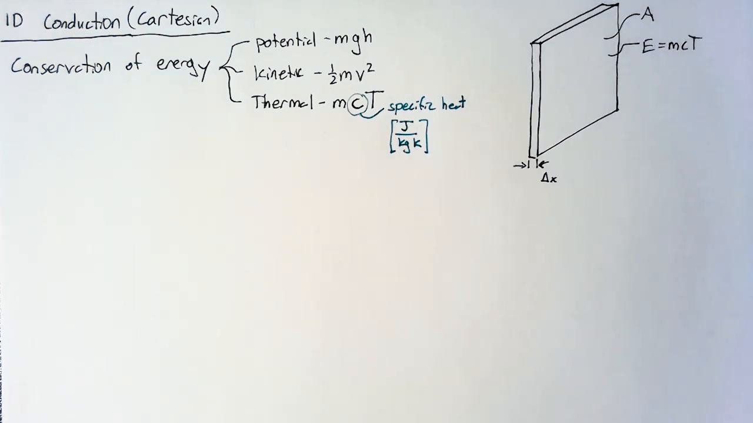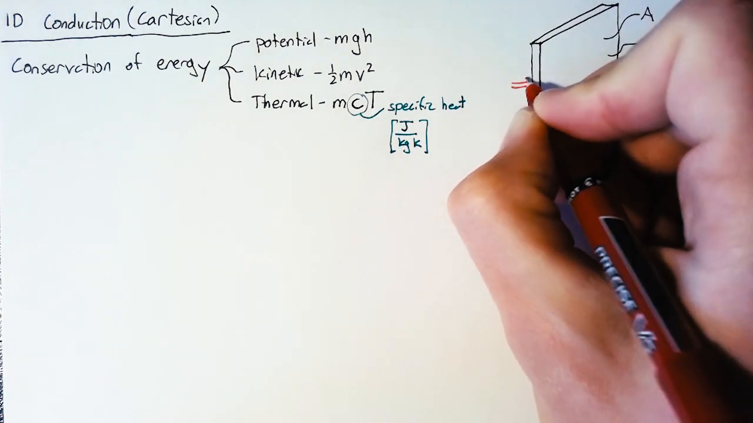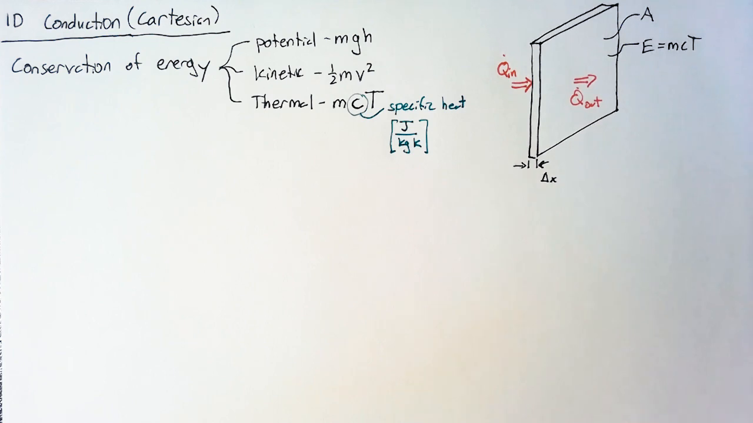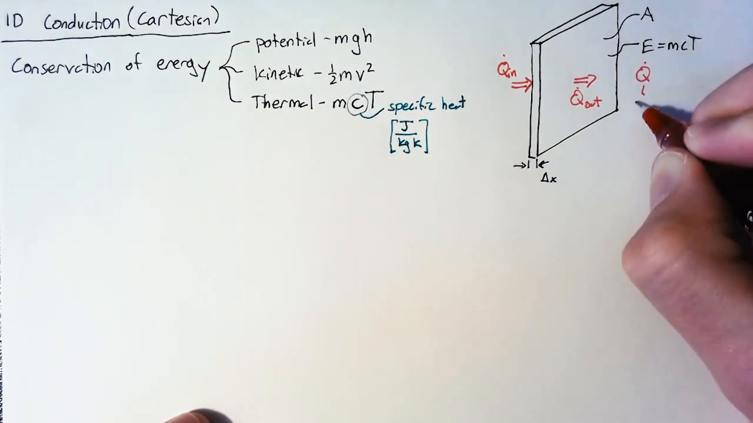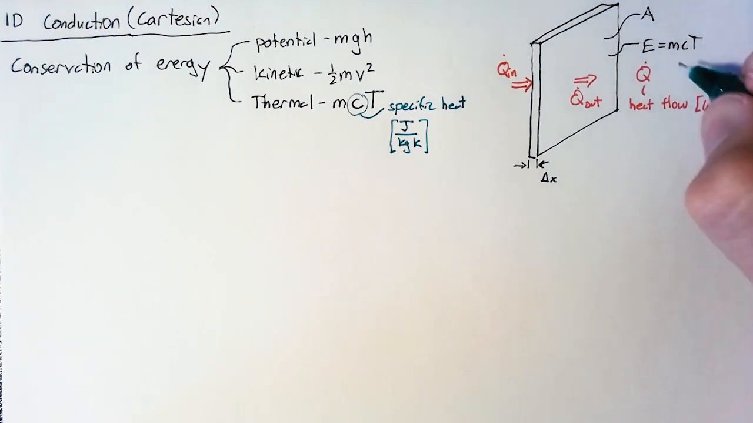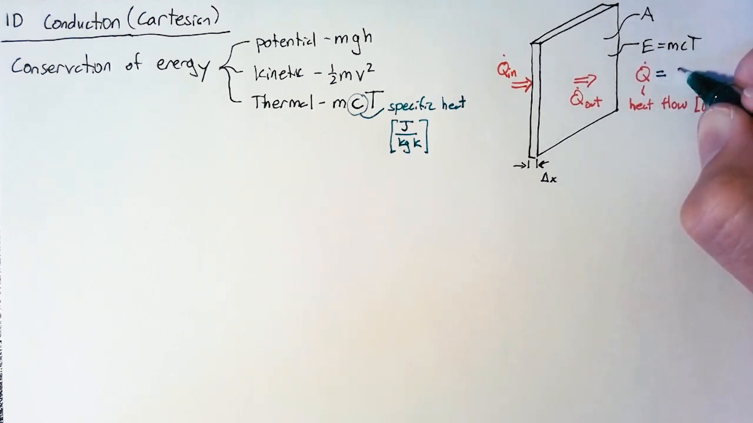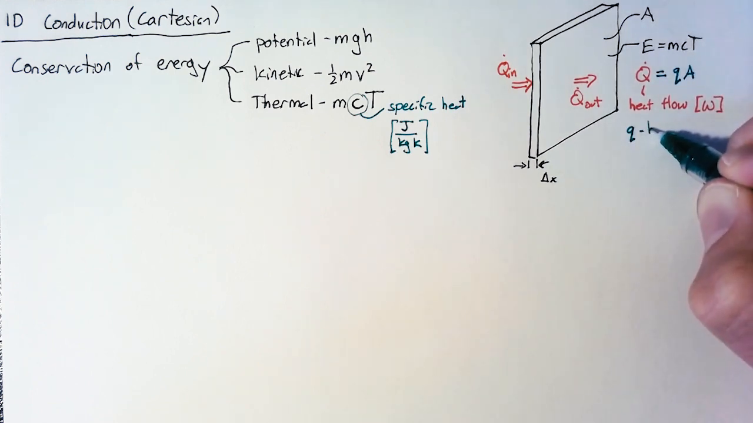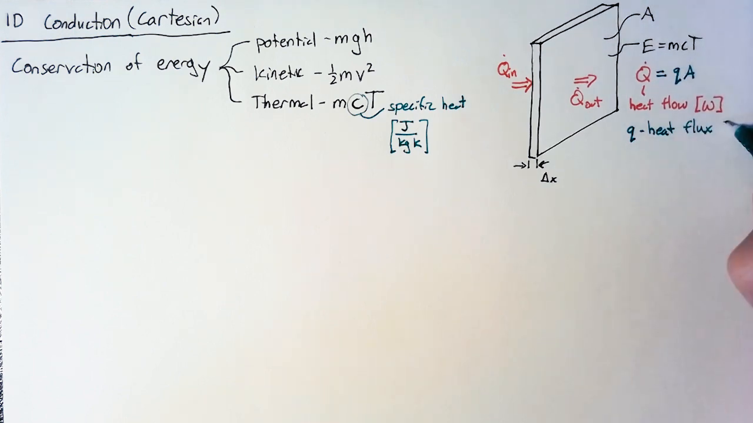But if all we had was energy, we wouldn't have much of an equation. So we need to have some heat flux coming into and out of the object. And we're just going to draw that as a q dot in and a q dot out. So this q dot is what we call heat flow or heat transfer rate, and it just has units of watts. But we can also simplify this and talk about a lowercase q multiplied by our area. Now this lowercase q is a heat flux, and it has units of, as you might have guessed, watts per meter squared.